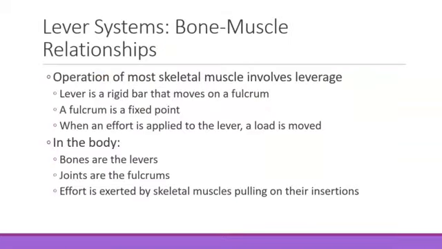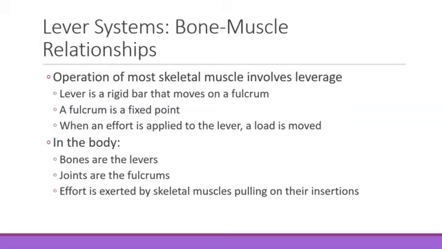So another characteristic that we're going to talk about with regards to muscles is the lever system. So this is a relationship between bones and muscles. Now, the operation of most skeletal muscle involves leverage. With leverage, you use a lever to aid the movement of some object. A lever is a rigid bar that moves on a fulcrum.